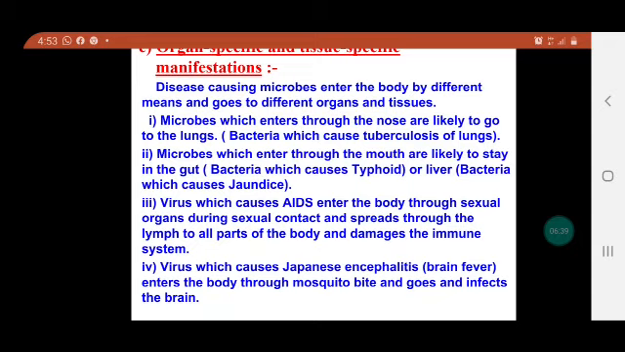Meanwhile, when this is happening, this recruitment of the immune system cells, the WBC cells, to the affected area, what is that? It is called inflammation. Inflammation. Okay.